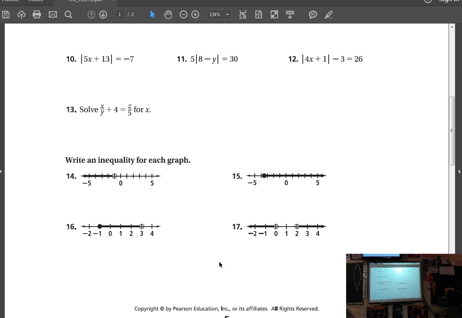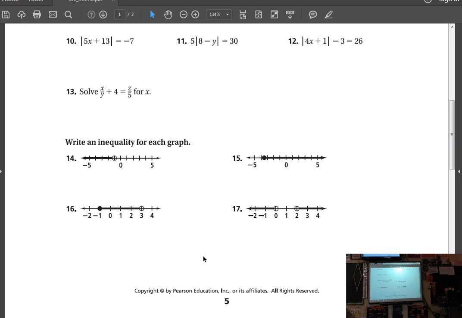Problems 14 through 17, graphing. I want to point out one big thing worth talking about: the difference between these graphs. Can anyone summarize how the inequalities are going to be different from each other? Graph 14 and 15, how's that inequality going to look? Ava? Those are going to have multiple x's in between 2.